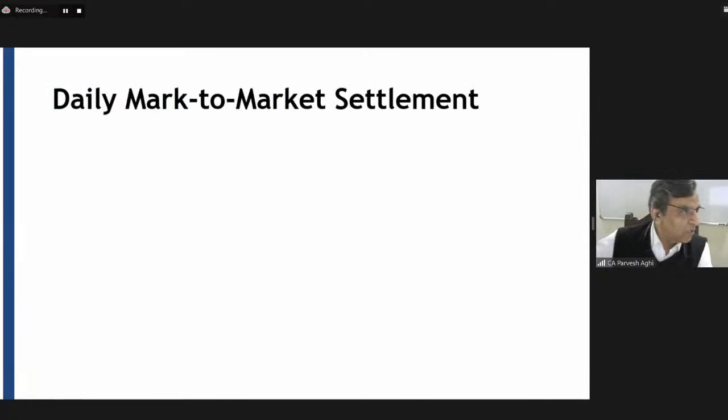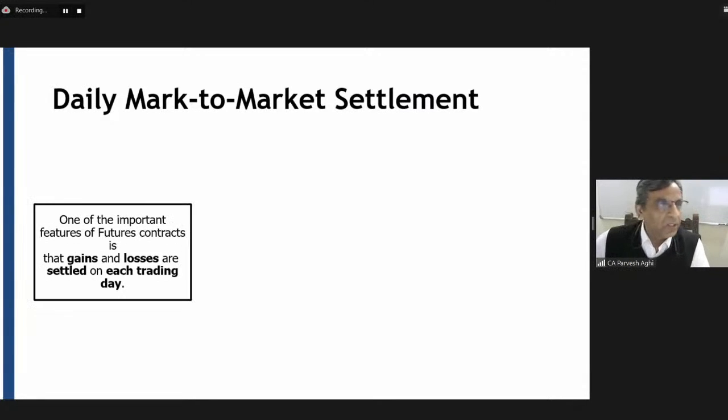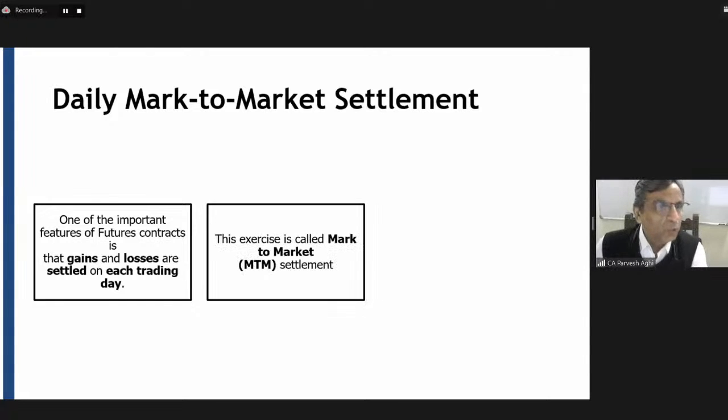Now, as one person was asking whether the daily M2M settlement happens or not. Daily mark-to-market settlement does happen in the currency markets. One of the important features of the futures contract is that gains and losses are settled on each trading day. So every day, if you are making a gain, the gain will come to you. If you're losing, you have to make the payment. This is a strict mechanism, a risk-mitigating mechanism of the stock exchange. The exercise is called mark-to-market settlement.